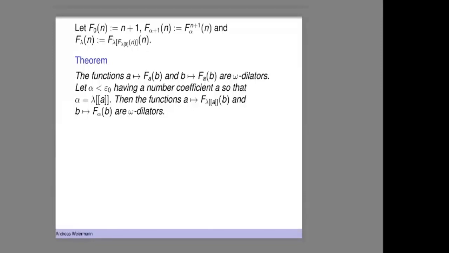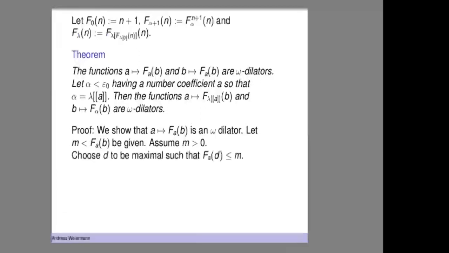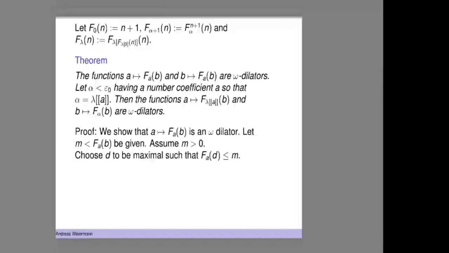Now this sounds maybe complicated, but actually it's not so difficult to show. So we now give a proof of the statement that the function a goes to f a b is an omega dilator. How can we do this? Well, assume that m is smaller than f a b and assume that m is not yet 0. Then we approximate m by the following construction. We choose d to be maximal such that f a d is less than or equal to m.